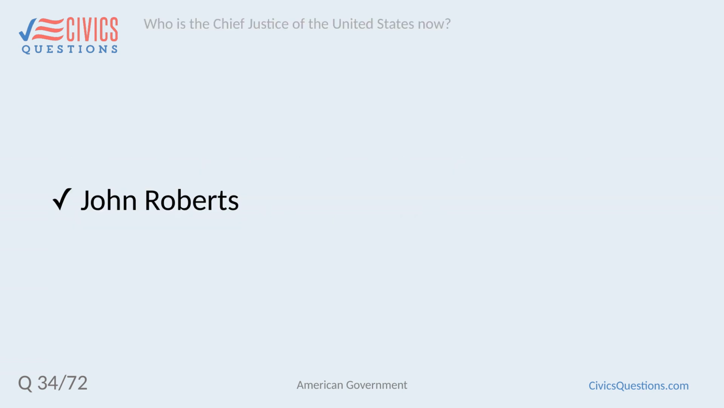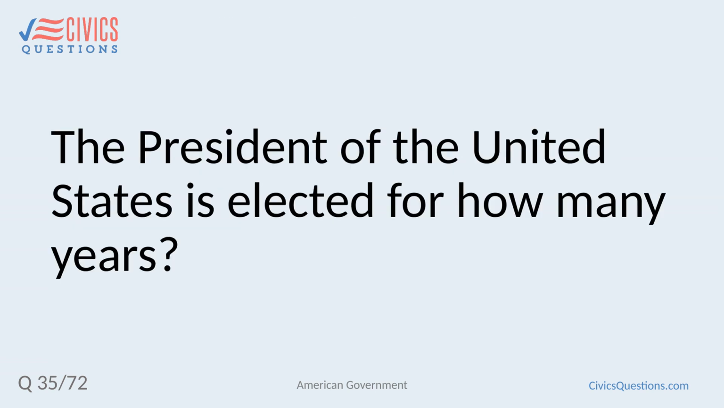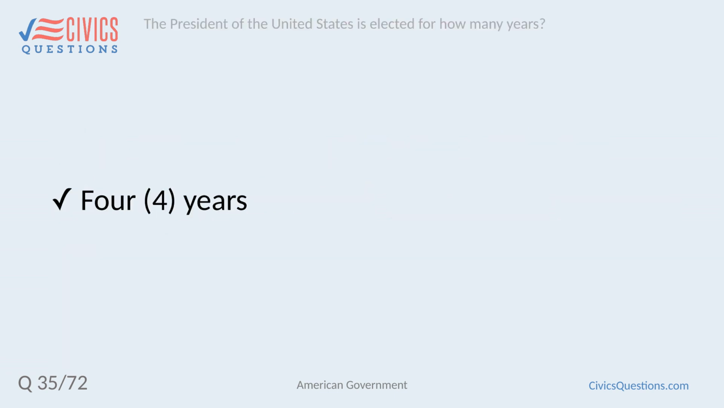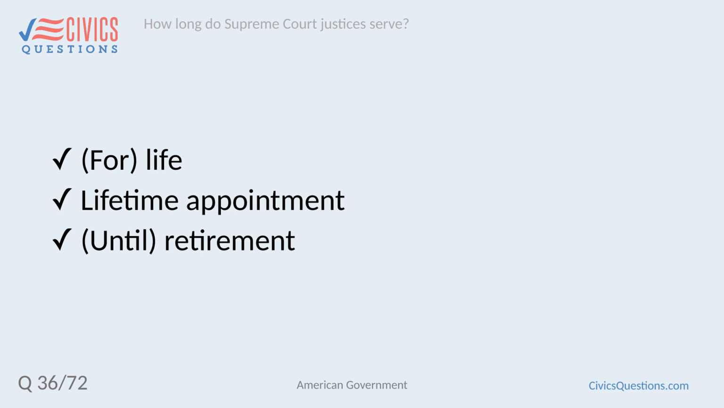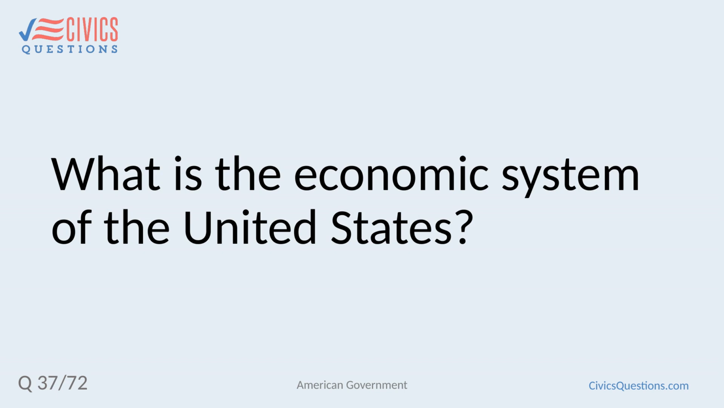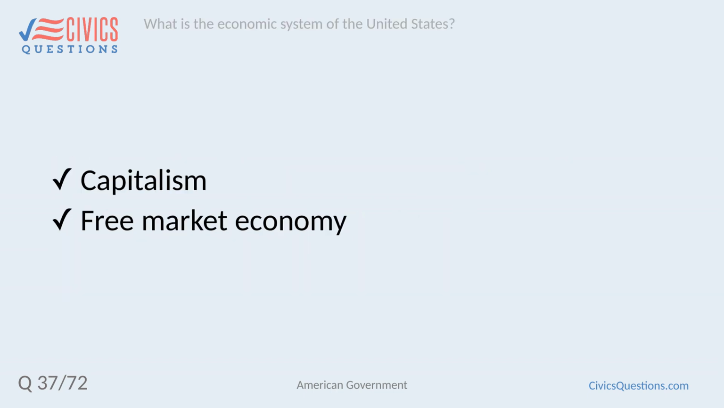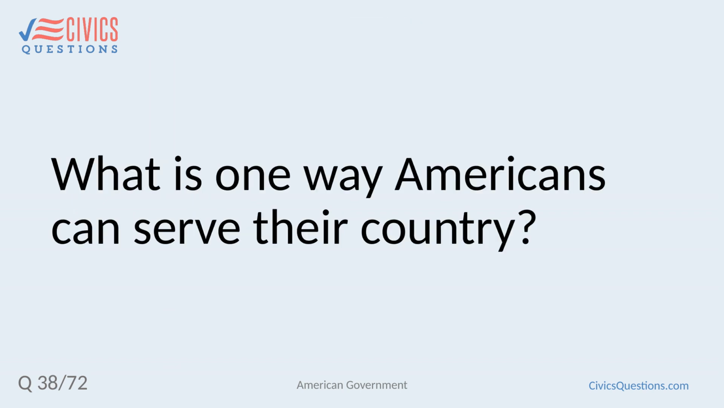John Roberts. The President of the United States is elected for how many years? 4 years. How long do Supreme Court justices serve? For life. Lifetime appointment. Until retirement. What is the economic system of the United States? Capitalism. Free market economy. What is one way Americans can serve their country?